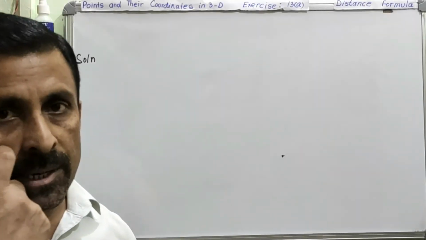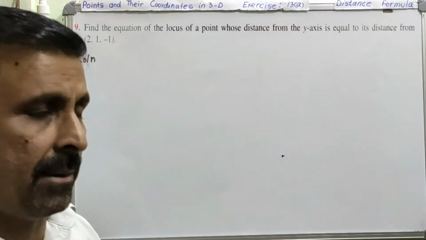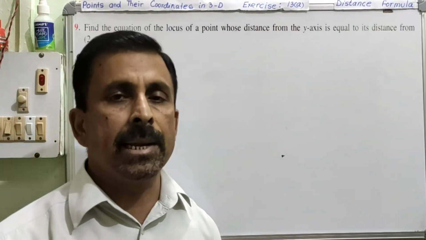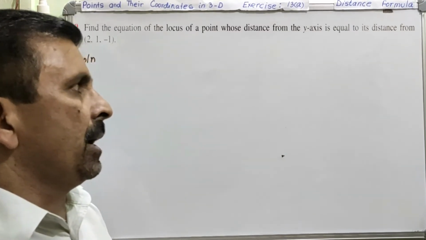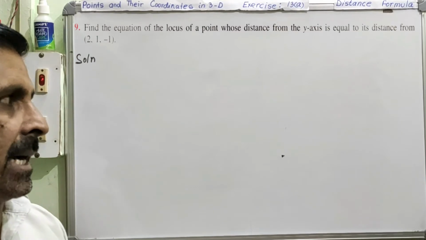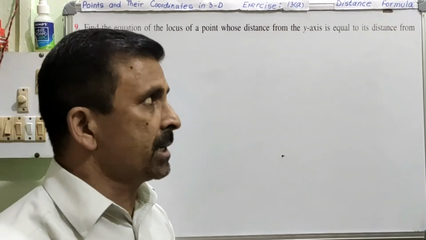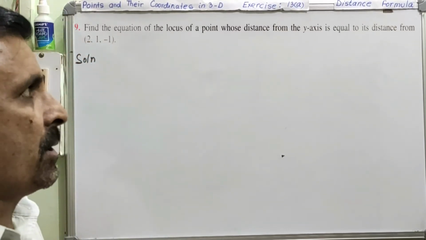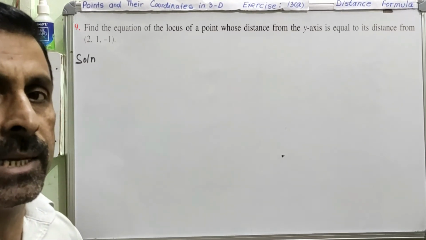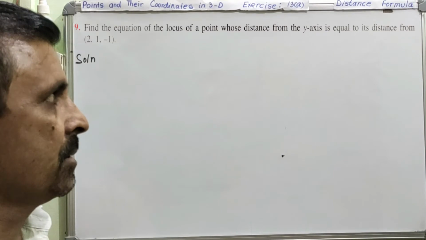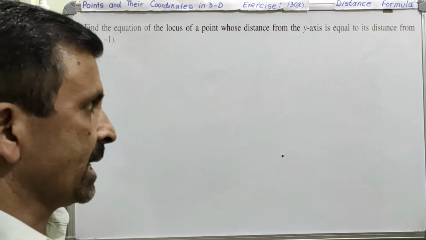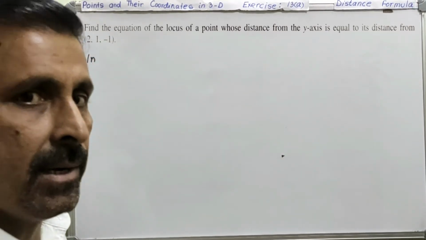Let us take question number 9. Question number 9 is very much like question number 8, right? This is also close to question number 8. In this question, it says that you have to find the locus of a point which is at equal distance from the y-axis and the given point.